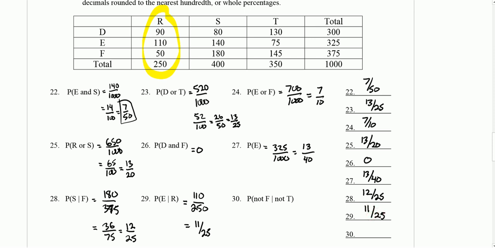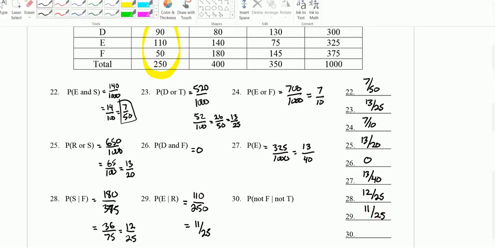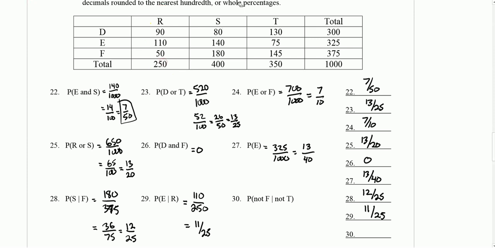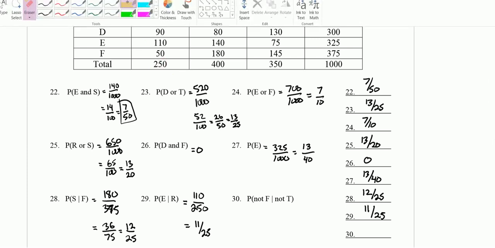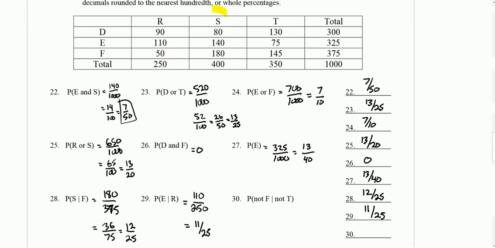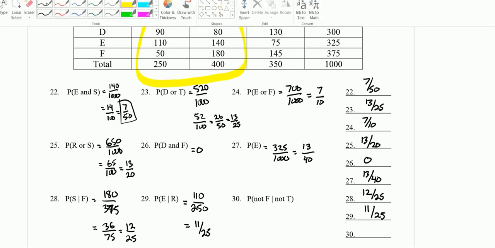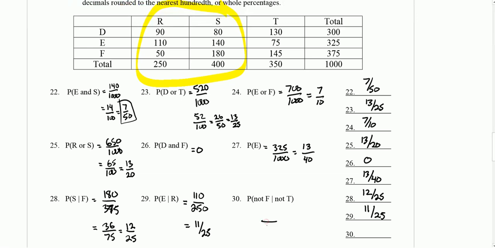And then 30, we don't want it to belong to T. So that means it can belong to R or S. So the denominator is going to be 250 plus 400, which is 650. And then within there, you don't want it to belong to F. So that would be these 4 here that I'm circling.